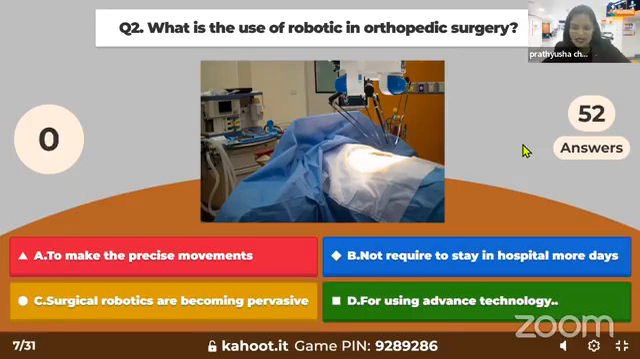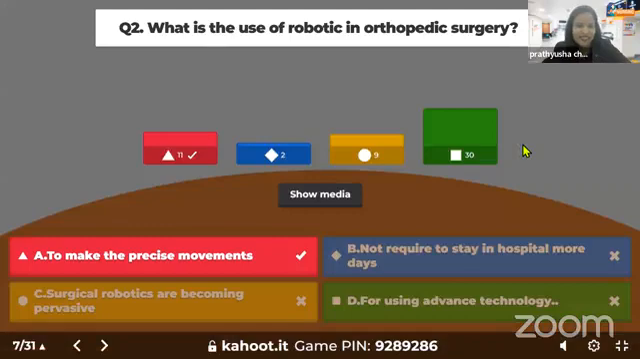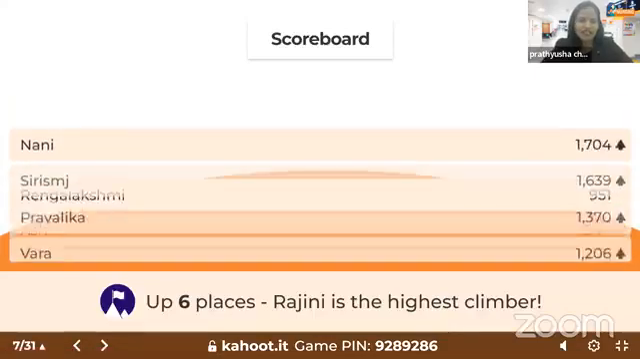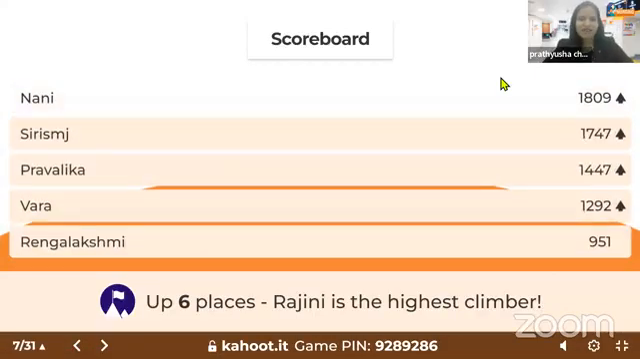Now the time is up. Let me see who answered rightly. Our answer is A. I think only 11 people have got it right. Now Nani is on the top. From the bottom, he has just surged up. Pravalika, Siri, and Vara are on the top.